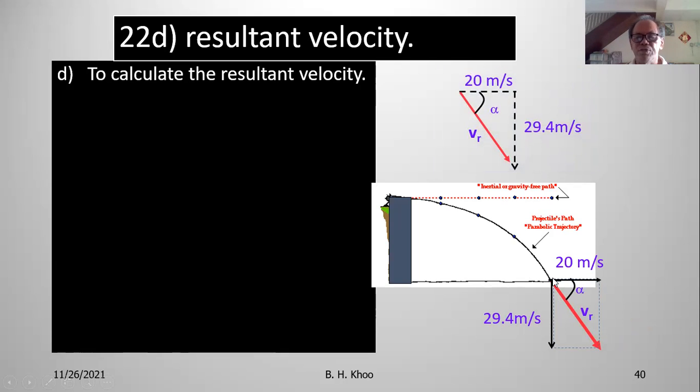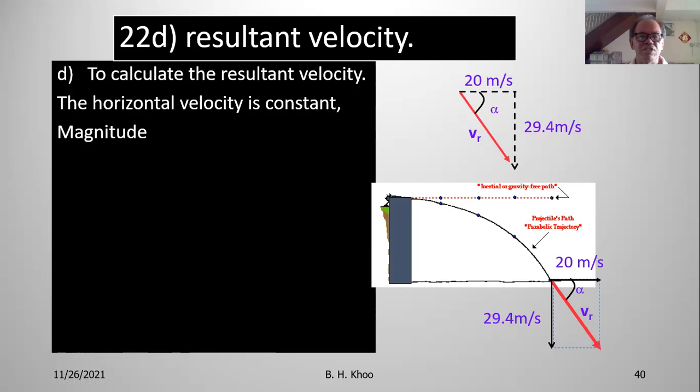Okay. So we can redraw that. You can use this picture, or you can use the triangle of forces. That's your 20. Right? And then there's your vertical one. That's your vertical 29.4. That's the resultant. That's your alpha. Right? Horizontal velocity doesn't change because there's no air resistance.